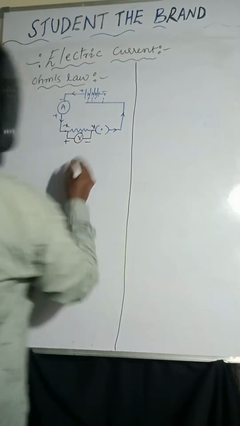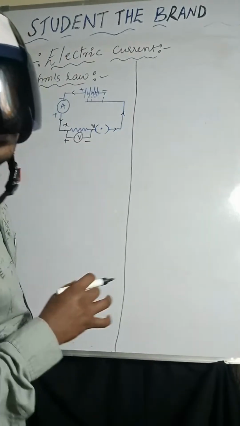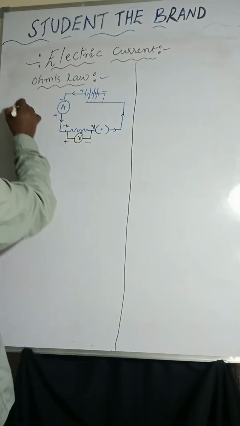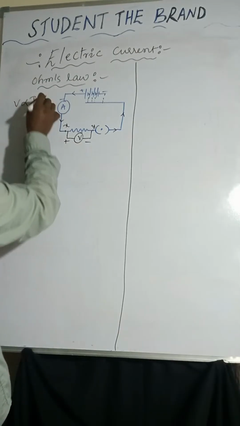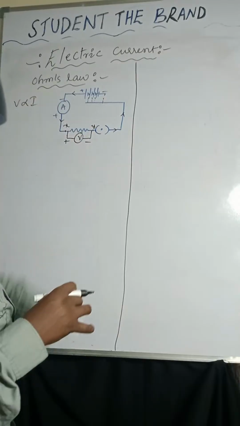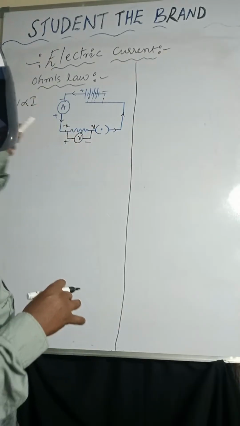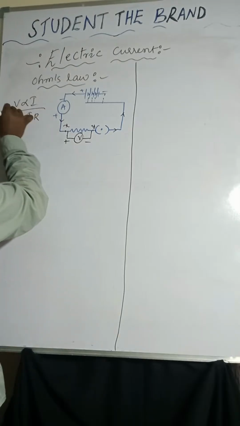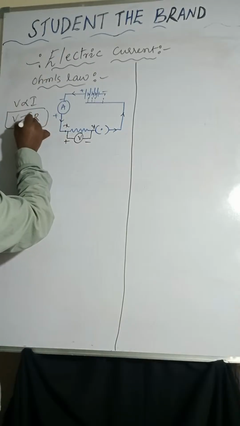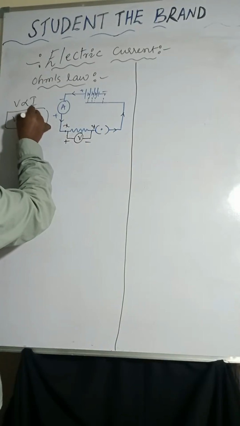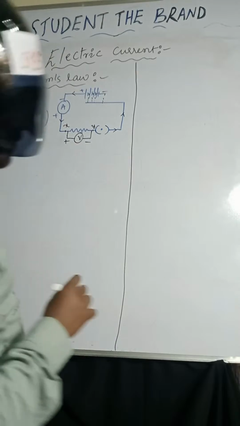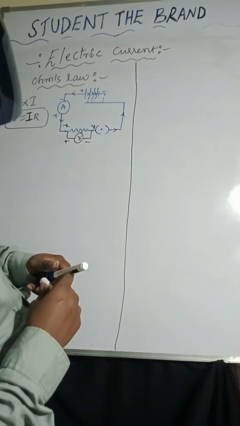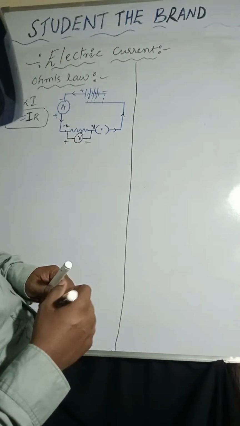The potential difference across the ends of the given metallic conductor is directly proportional to the current flowing through it. V is directly proportional to I, V equals IR.